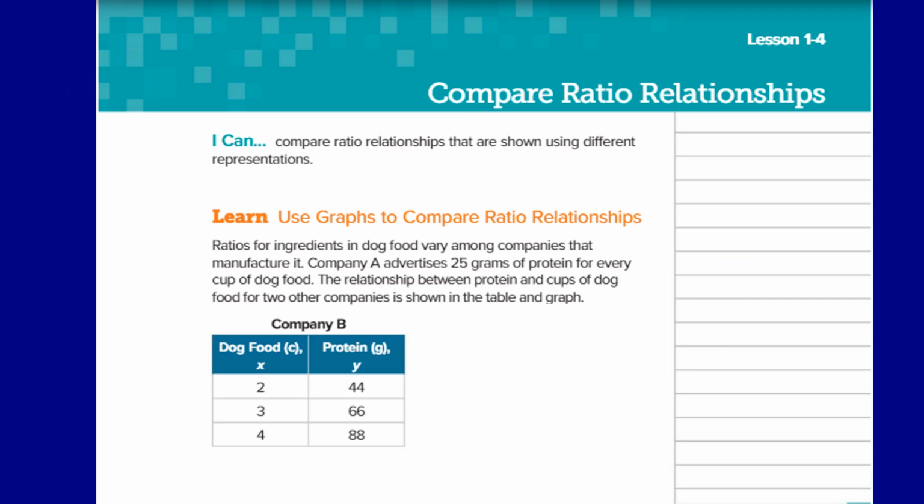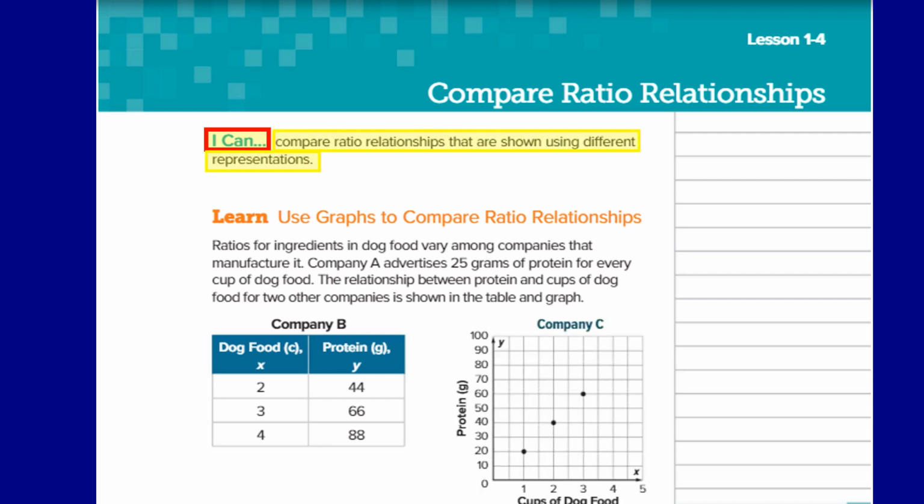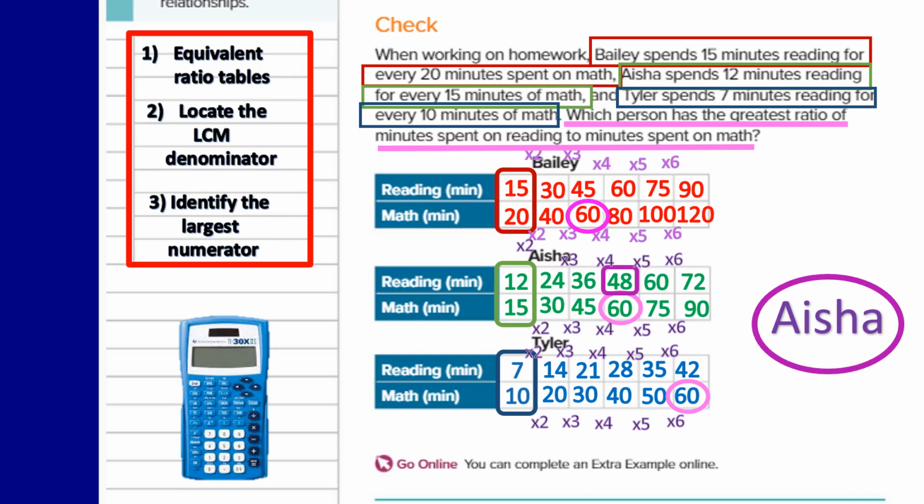And once again, our I can statement, our objective for this lesson, is to be able to say that I can compare ratio relationships in three different ways. Once again, we can write a ratio in words and in ratio form. We can find equivalent ratios on a ratio table, or we can even graph them and figure out a ratio relationship that way.